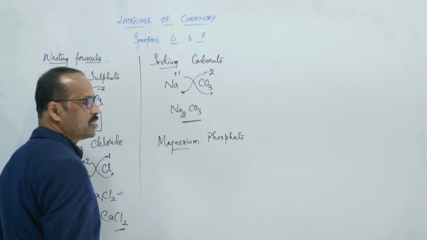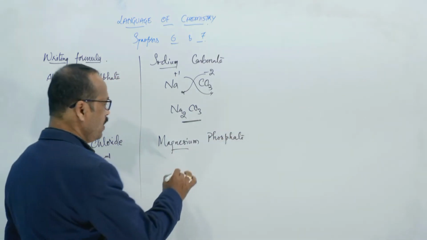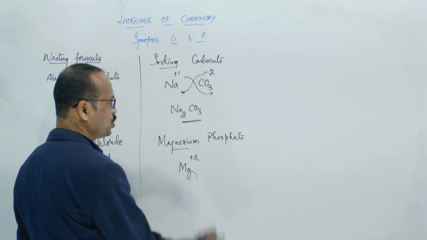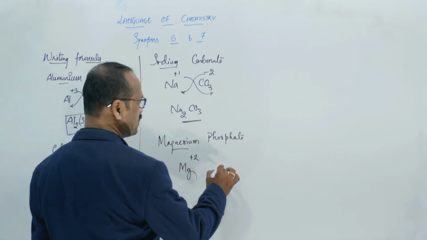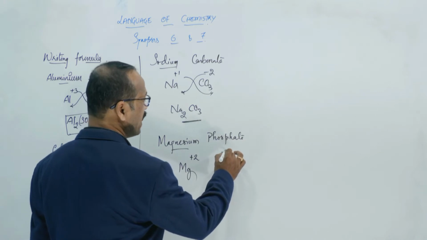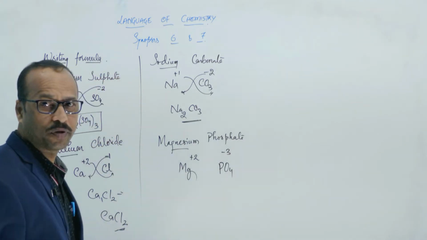Right. So first magnesium, what is the symbol of magnesium? Magnesium is Mg. What is its valency? +2. Phosphate, what is the phosphate formula? PO4. What is its valency? -3. Then what do we need to do now?